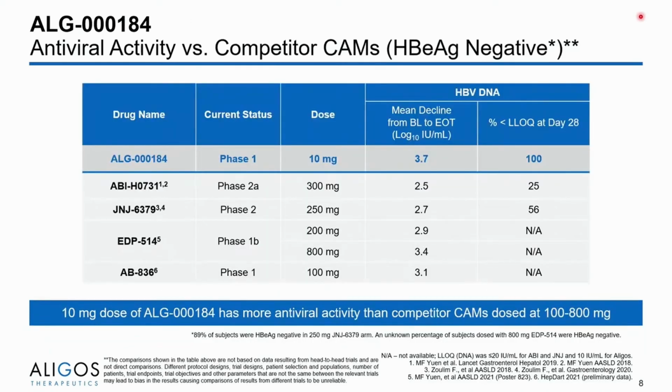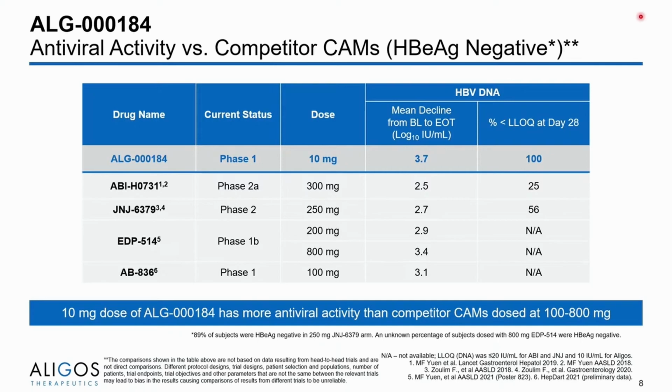And these are some data. It's admittedly a cross-study comparison, but what we did is we looked at the DNA reductions of the first-generation CAMs versus our CAM, and what you can see is that 184 is able to achieve DNA reductions on the order of at least a half a log to 1 log greater compared to the first-generation CAM molecules. And you can also see that a much higher percentage of subjects are below the lower limit of quantitation.